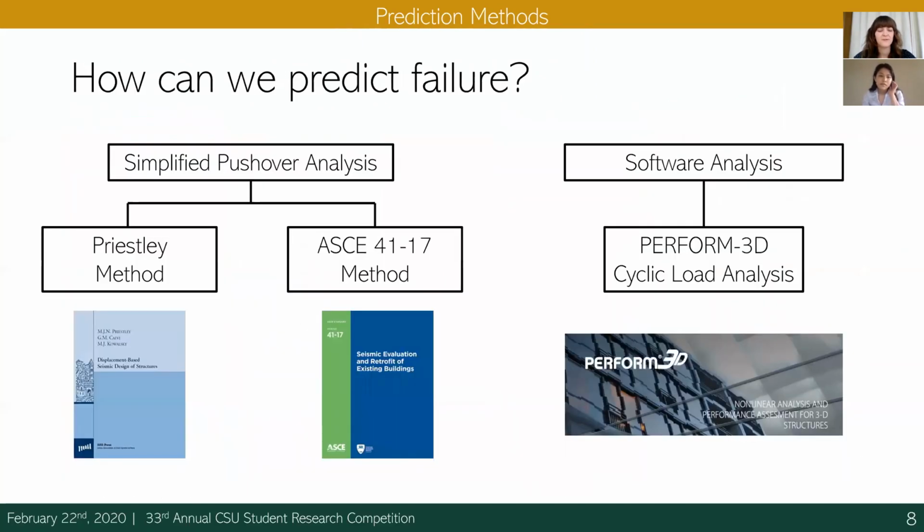So if we know that these walls aren't being predicted correctly in industry, our main goal with our research is to accurately predict the failure modes of these walls. And we pursued three different methods of predicting this. The first two are simplified pushover analyses, and we used a textbook method known as Priestley and a code-based method known as ASCE 41-17. We also looked at a software analysis using Perform 3D under a cyclic load analysis.